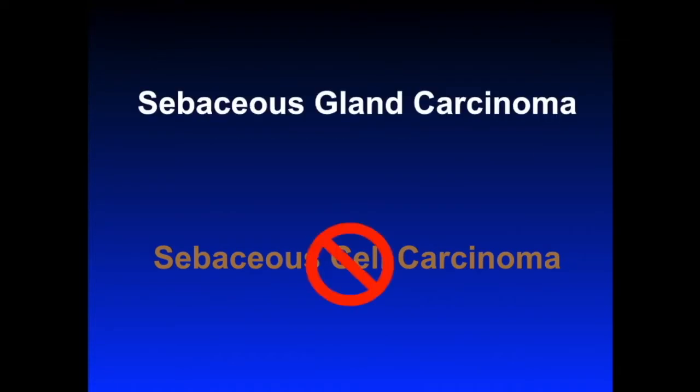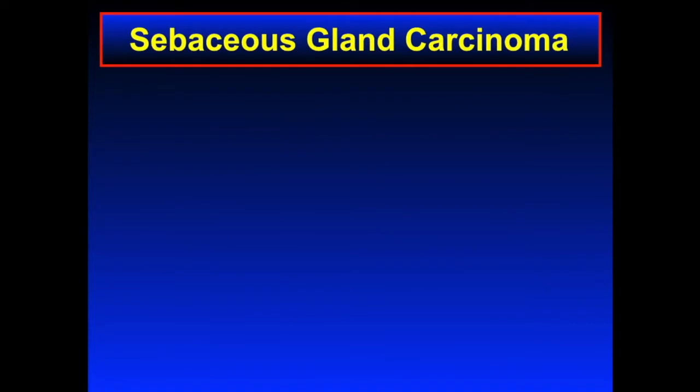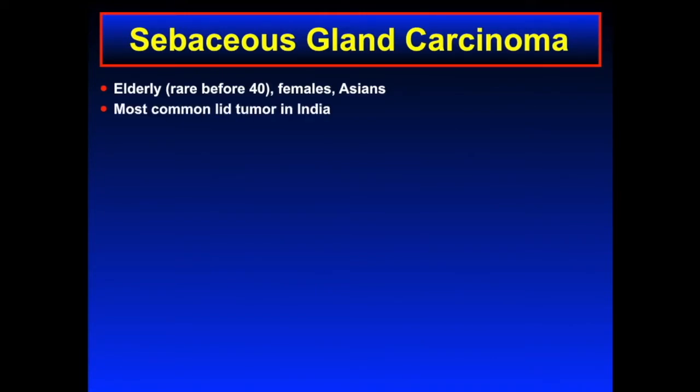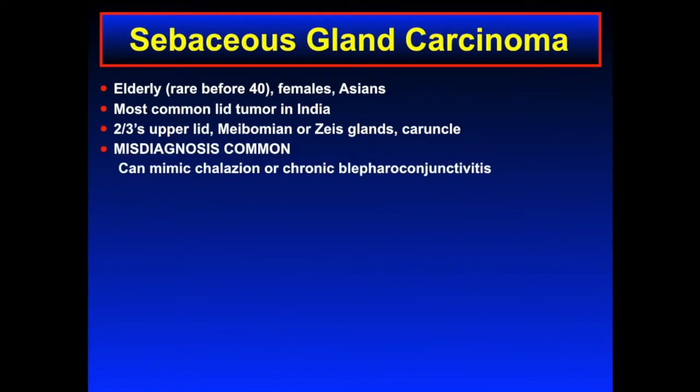Sebaceous cell carcinoma, BAMP, that is not the name. It's sebaceous gland carcinoma or sebaceous carcinoma. Sebaceous carcinoma typically is found in elderly patients, has a propensity for Asians and females. I've heard that this is the most common eyelid tumor in India. Two-thirds of cases involve the upper eyelid. It can arise from the meibomian glands or the glands of Zeis, the sebaceous glands of the lid lash follicles. It can also occur rarely from the sebaceous glands in the caruncle.